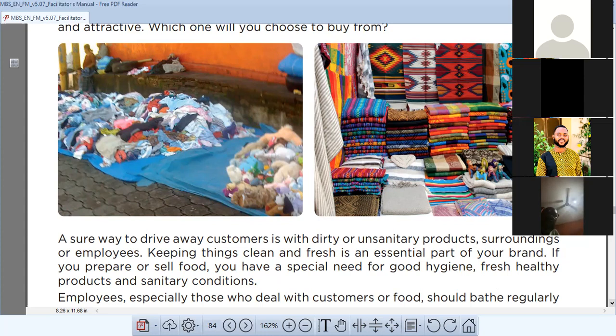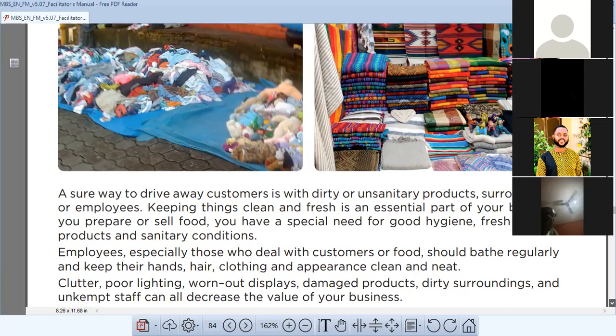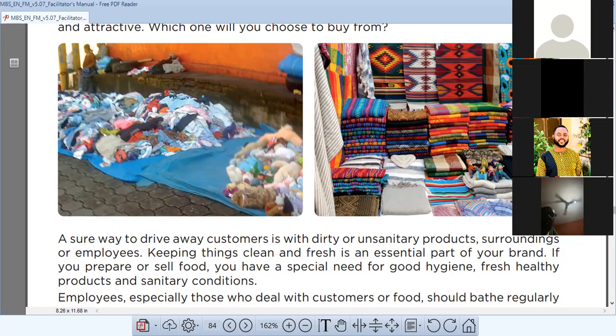Okay, why would you choose that one? They look clean, I would say. And I think selling this to a customer, it looks presentable, I would say. It wouldn't be so difficult for a customer to buy.